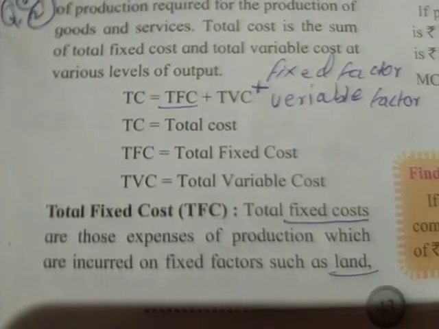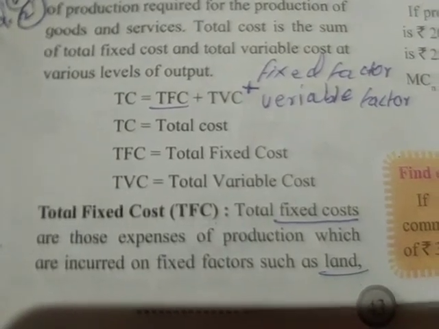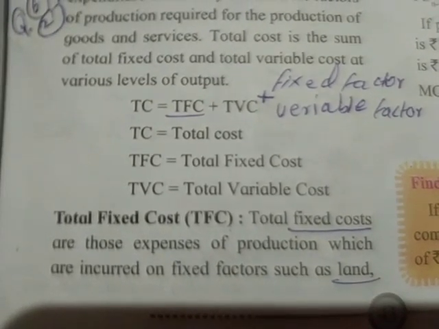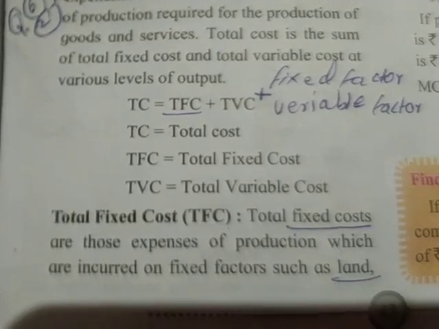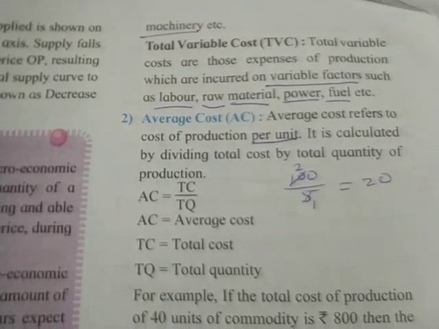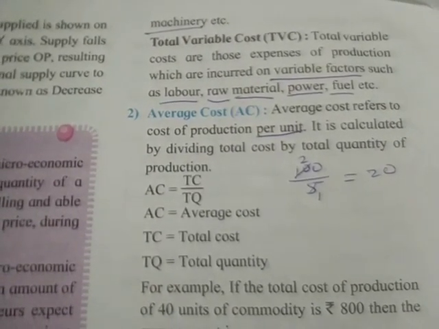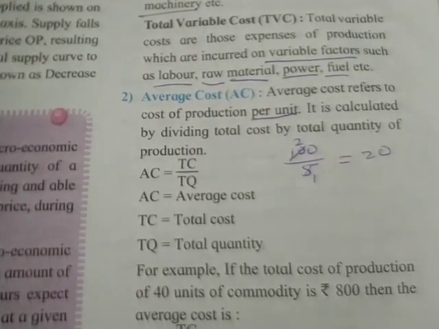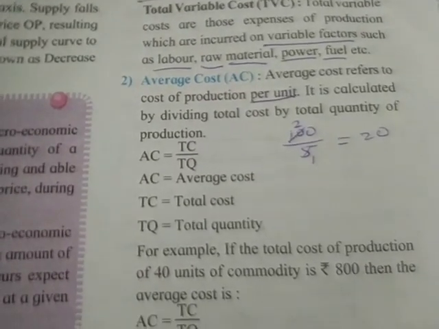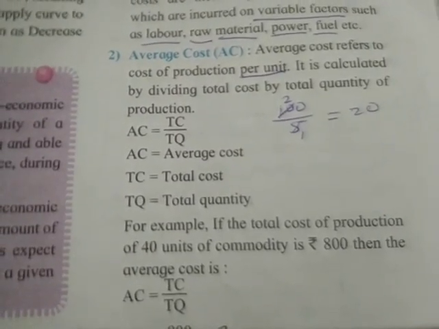Total fixed cost, TFC. Total fixed costs are those expenses of production which are incurred on fixed factors such as land, machinery, etc. Total variable cost, TVC. Total variable costs are those expenses of production which are incurred on variable factors such as labor, raw material, power, fuel, etc.